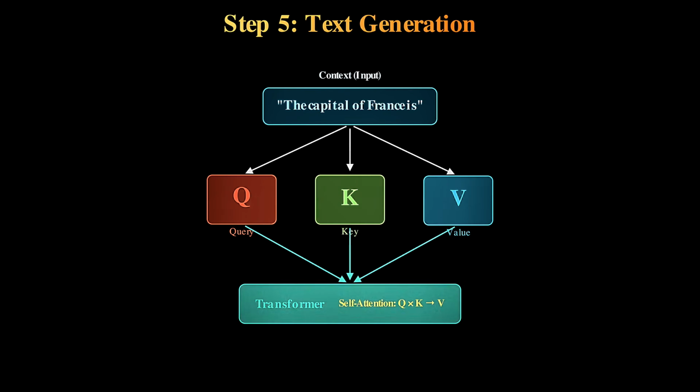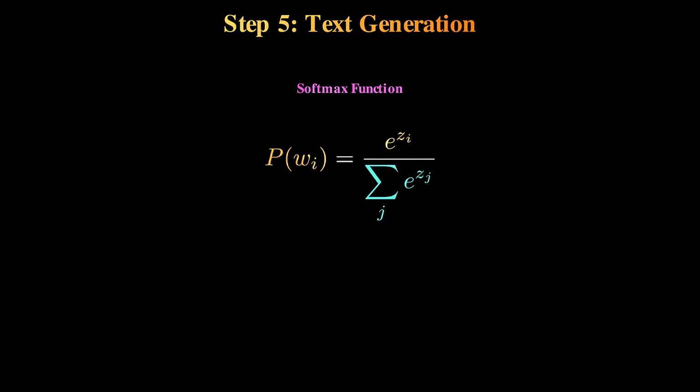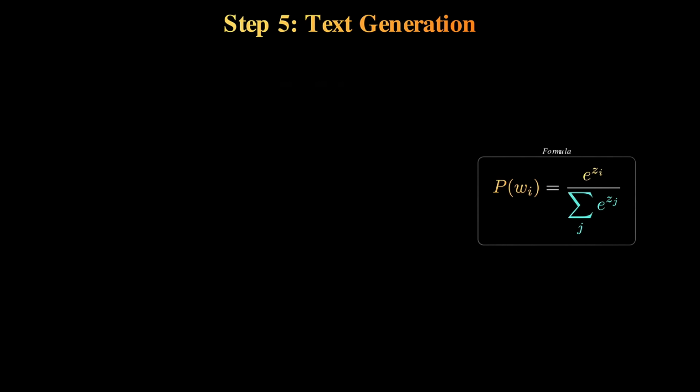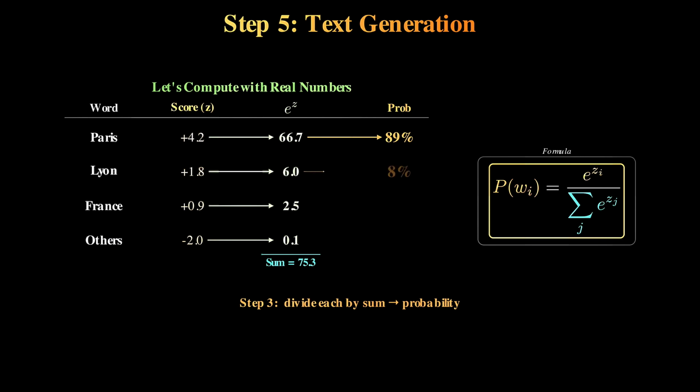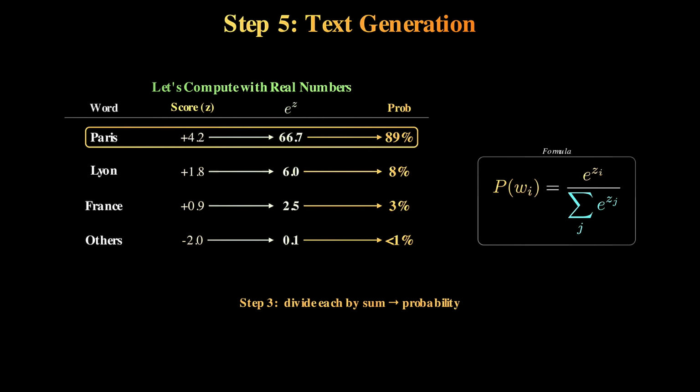The model scores every word in its vocabulary, all 50,000 or more of them. Each word gets a raw score called a logit. Paris might score 4.2, Lyon 1.8, Berlin 0.9, and dog -2.5. These raw scores are converted into probabilities using the softmax function. Softmax takes each score, raises e to that power, then divides by the sum of all such values. The result: Paris gets 89% probability, Lyon gets 8%, and everything else gets much less.